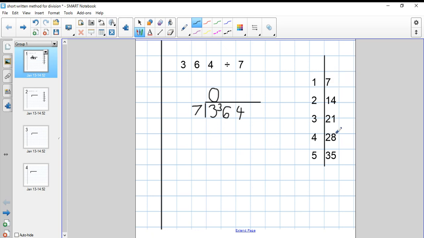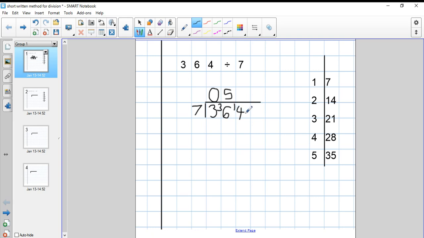And I can look at my skeleton tables here if I need to. I know that 7 can go into 36 5 times, because 5 times 7 is 35. But that leaves me with 1 as a remainder, because I needed to get to 36, but I only made it to 35, because 5 times 7 is 35. So I carry my remainder to the next place value column, and that leaves me with 14.